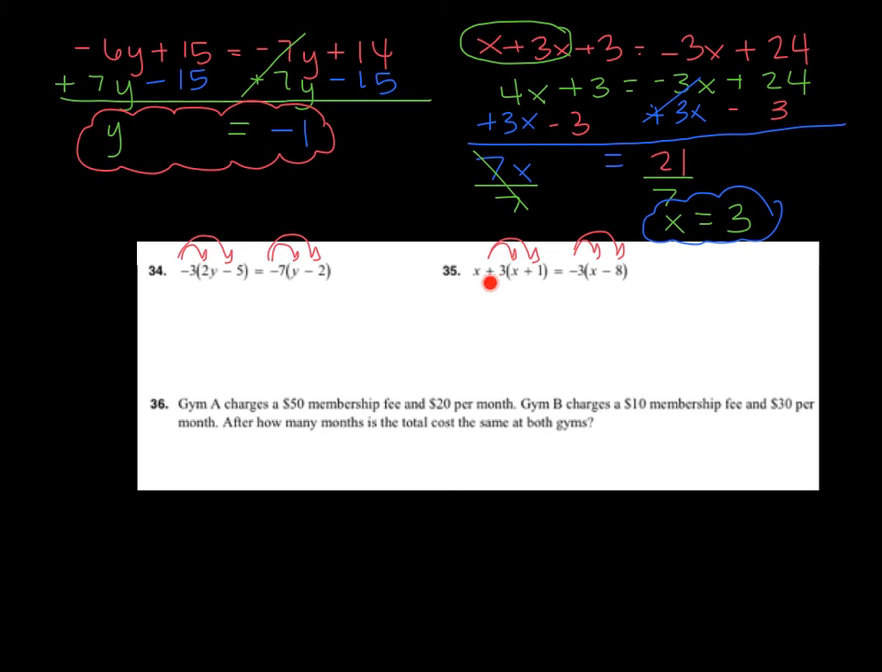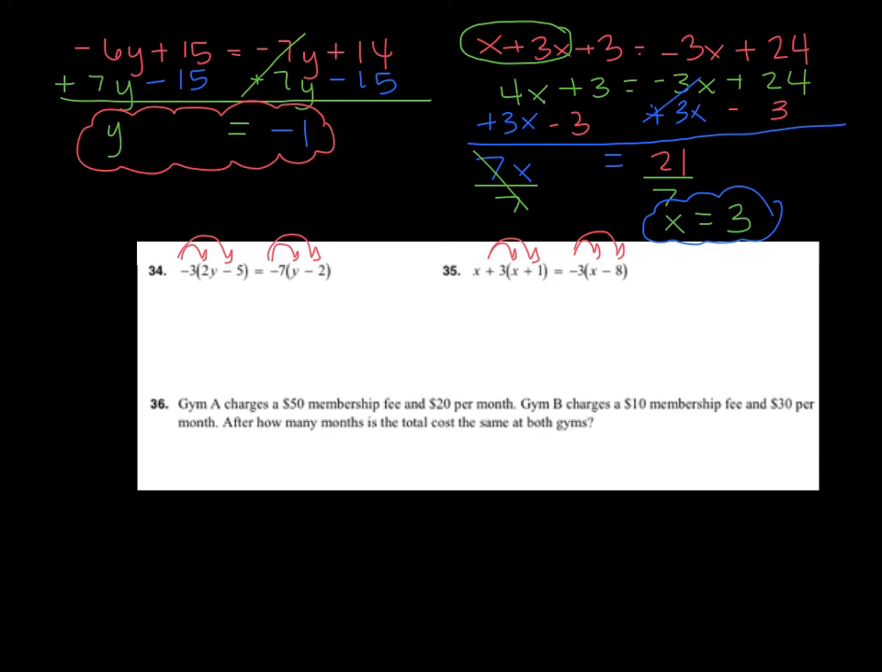Okay, 35 actually had a couple of extra steps. So notice this positive 3 right outside these parentheses, it needs to be distributed. So don't forget that this x is still part of your equation. Then 3 times x was 3x, 3 times 1 was 3. On the right side, it was just normal distribution. So negative 3 times x was negative 3x, negative 3 times negative 8 was positive 24.